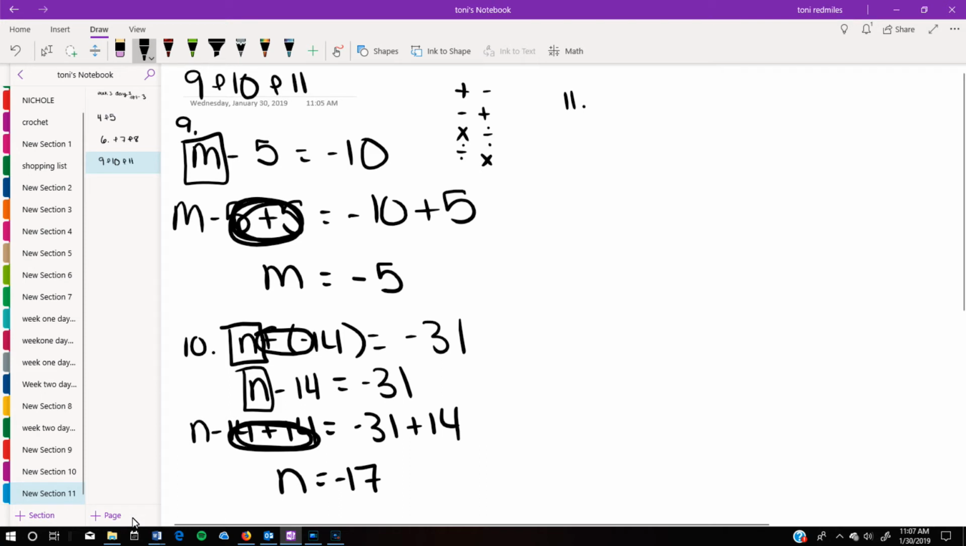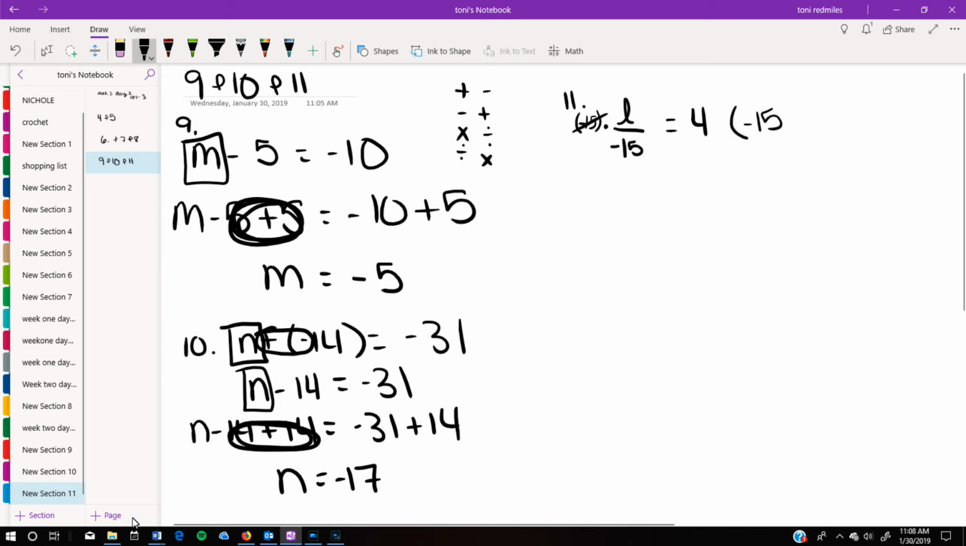All right, and number 11, I have L over a negative 15 equals 4. All right, so I have division going on here. Remember, a fraction bar means division. So the L is being divided by negative 15. So if I look at my little chart, the opposite of division is multiplication. So I know I'm going to multiply both sides by the negative 15 because I'm asking myself, what is it doing to L? And I'm doing the opposite of that. So that is what I have to multiply.